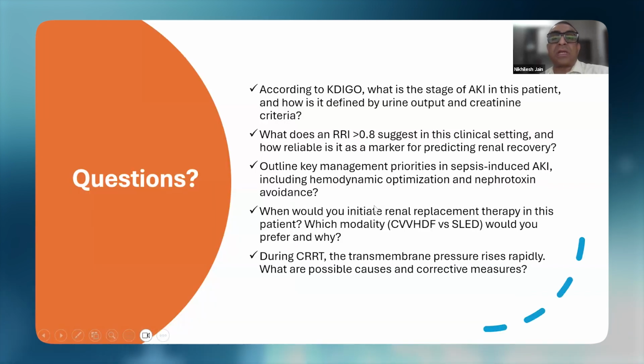So these are the questions that can come out of this, right? According to KDIGO, what is the stage of acute kidney injury in this patient and how will you define it by urine output and creatinine criteria? Now, what exactly does a renal resistive index of more than 0.8 suggest in this clinical setting, and how reliable will it be as a marker for predicting renal recovery? You have to outline key management priorities in sepsis-induced AKI, including hemodynamic optimization and nephrotoxin avoidance.